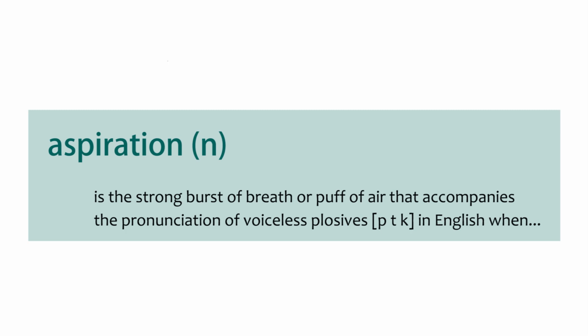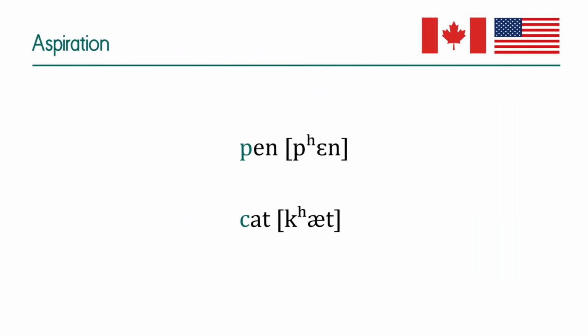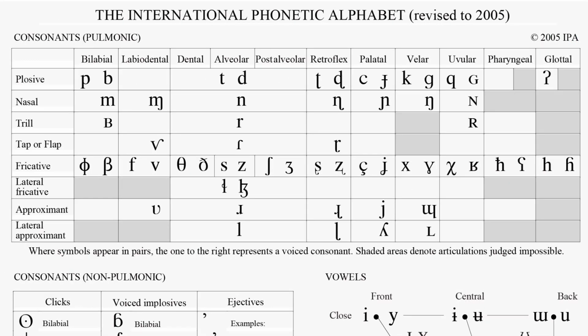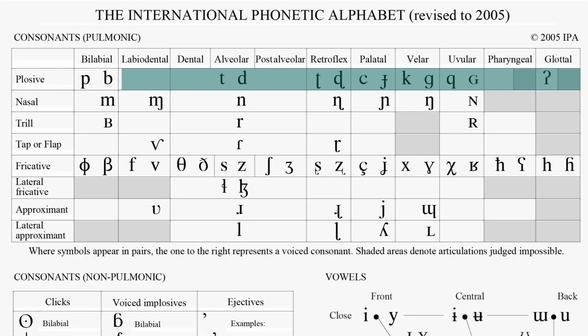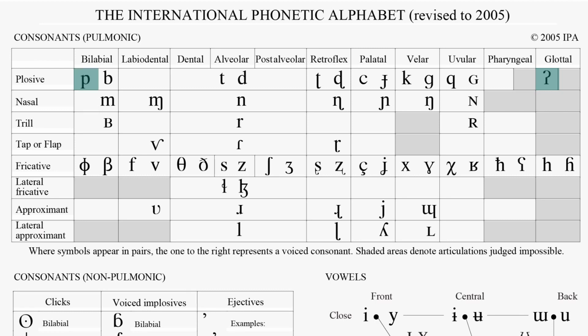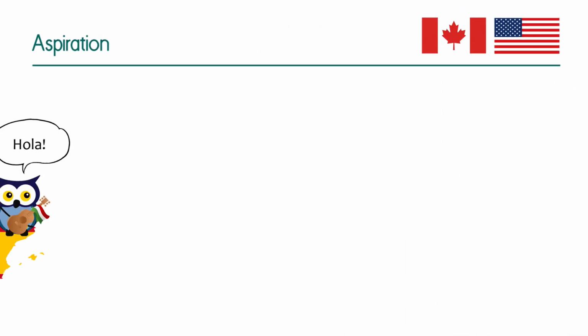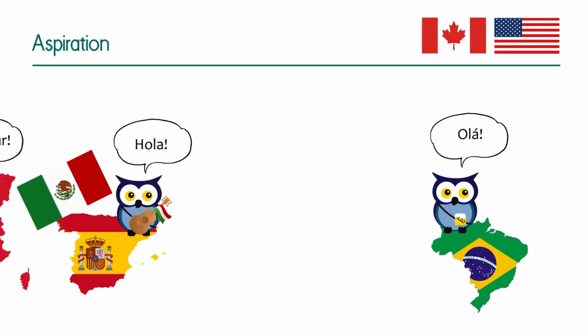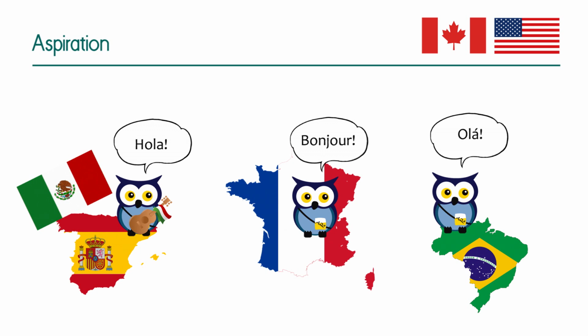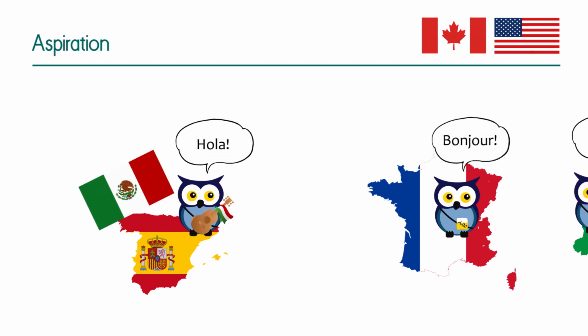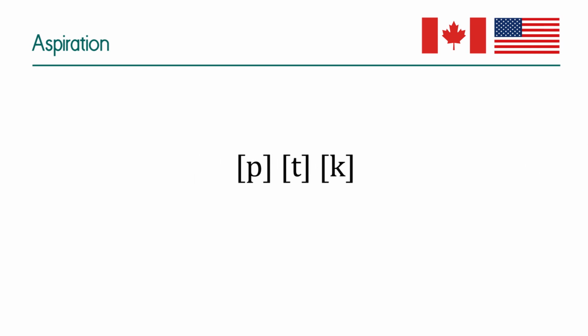So look, pen, the sound p, and the sound k in cat. If you go to the chart, look, in the plosive row, other than the glottal stop, the sounds p, t, and k in English, which are voiceless plosives, are aspirated sometimes. If you're a Spanish speaker, a Portuguese speaker, or a French speaker learning English, probably you're not aspirating these three plosives in English where you should be.